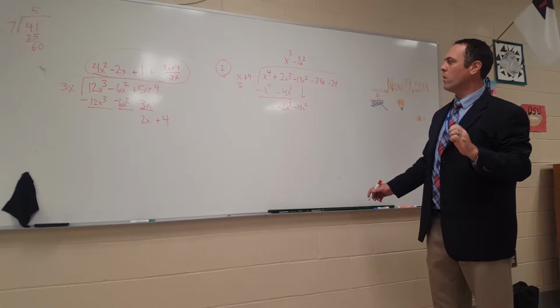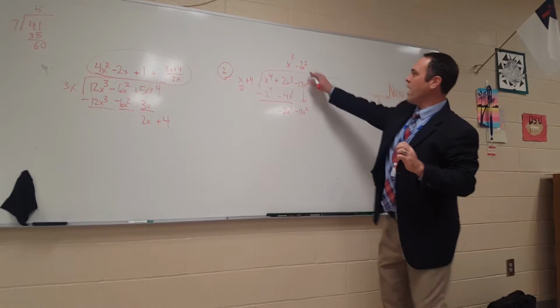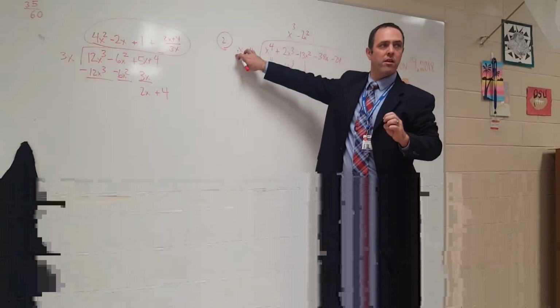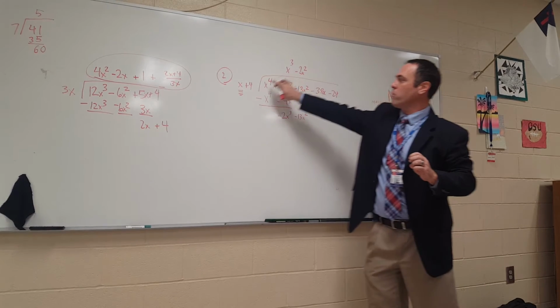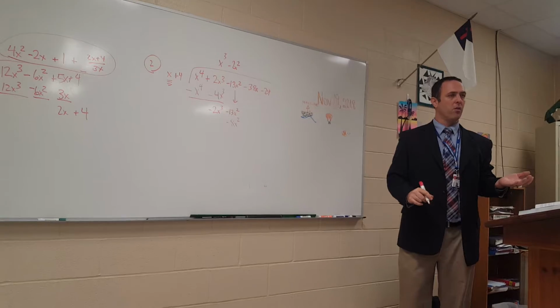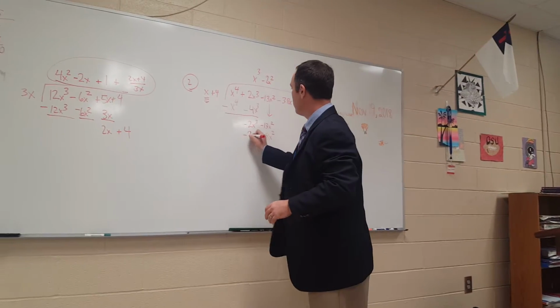Wait, where are you getting that? Okay, we've got to take this term and multiply it by both of those. So negative 2x squared times 4 is negative 8x squared. Good. And then the other one will just be the same, right? We would get negative 2x cubed.